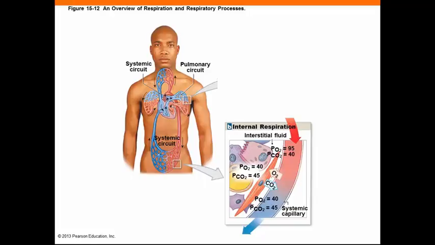And at the same time, the opposite is happening with carbon dioxide. You can see there's a low concentration of carbon dioxide in the red blood at 40 millimeters of mercury, whereas in the interstitial fluids, it's at 45. It's much higher. So carbon dioxide moves from high concentration in the interstitial fluids to low concentration in the systemic capillary, now on the venule end, where the blood is turning blue.